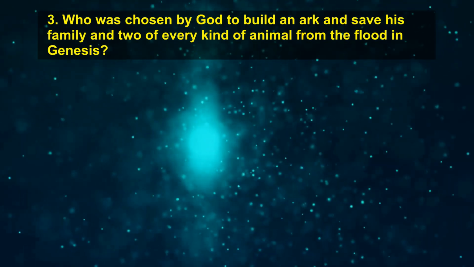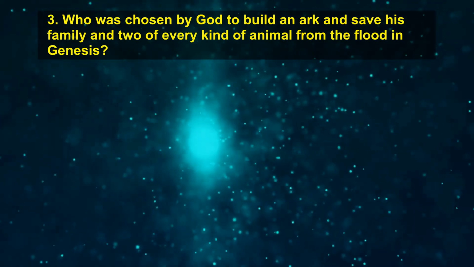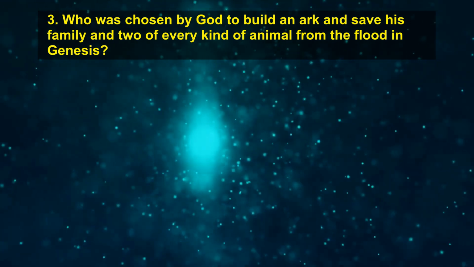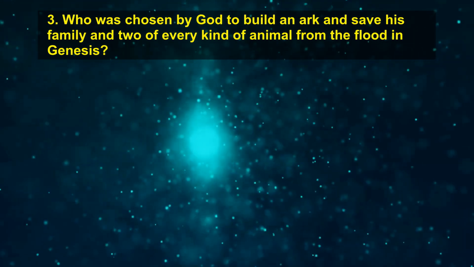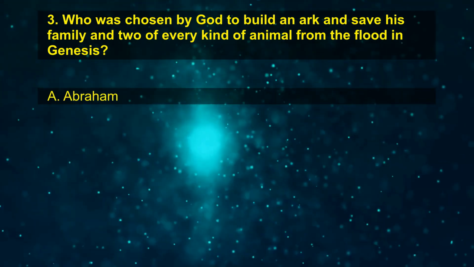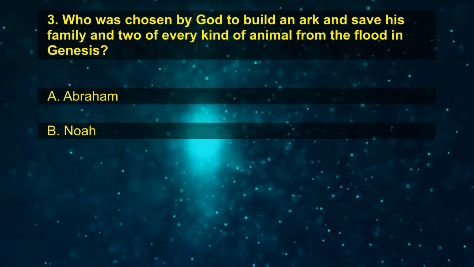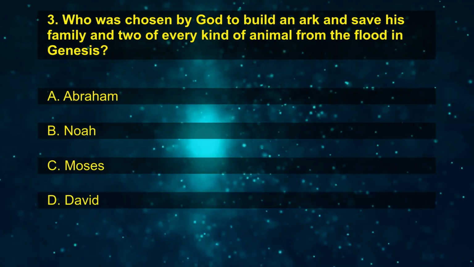3. Who was chosen by God to build an ark and save his family and 2 of every kind of animal from the flood in Genesis? A. Abraham. B. Noah. C. Moses. D. David.